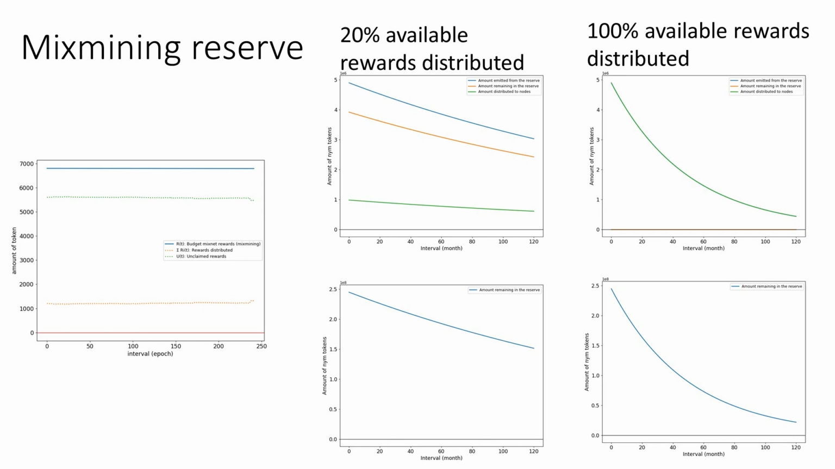Here, you can see that the distributed is coinciding with the emitted, and the retained is 0 because we are assuming that everything is distributed.